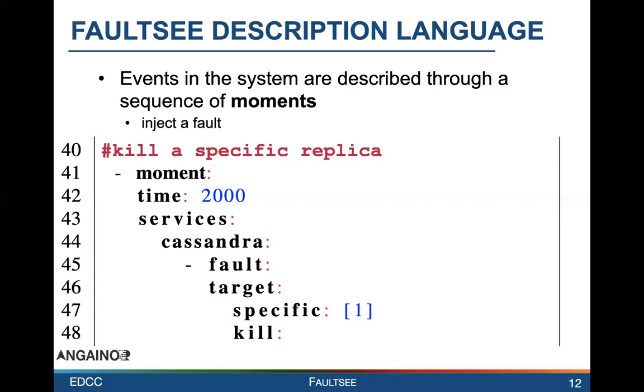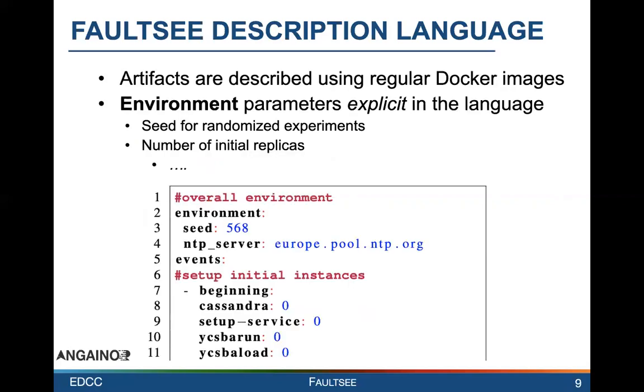Of course, sometimes we want randomization because this might be important for the experiment. And the way we control this and the way we make this reproducible is through specifying a particular seed for this experiment.